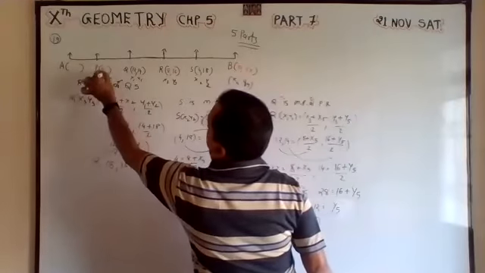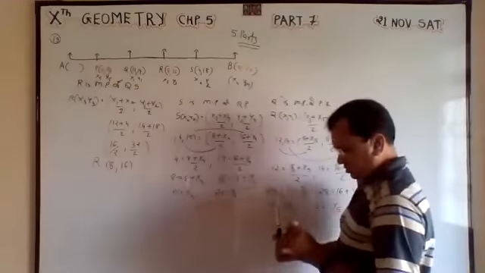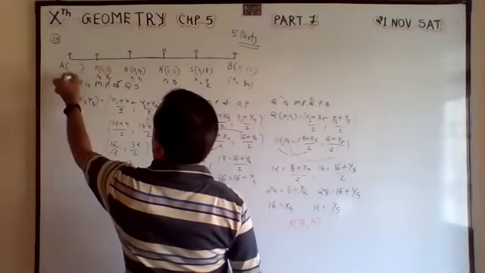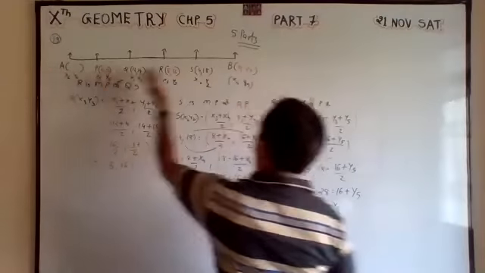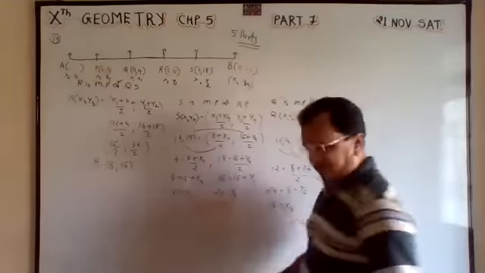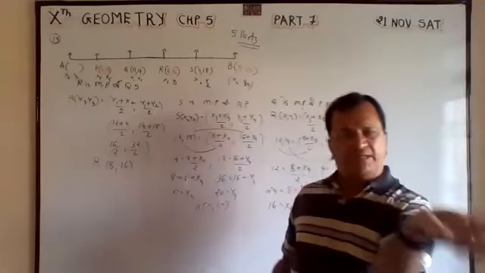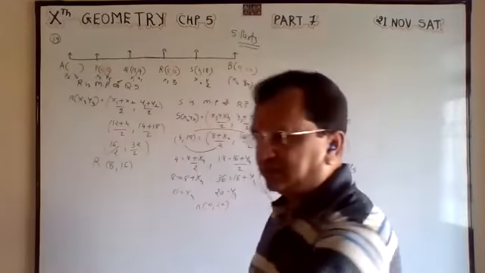This is 16, 12. Now P is the midpoint of AQ. So that is the sixth. From anywhere you can start, okay? From here also you can start. I have started from this side. Midpoint formula: sometimes the midpoint is given, sometimes you have to find it, but the formula will remain the same.